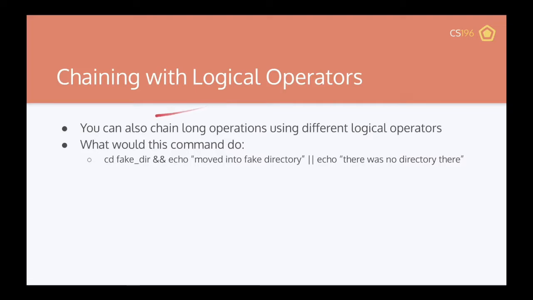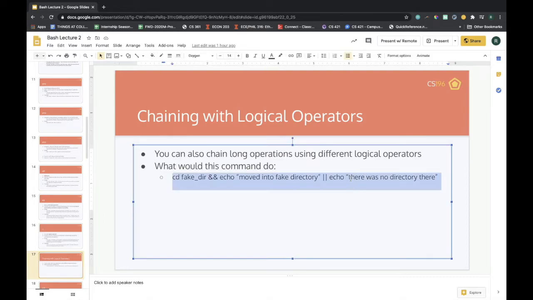Another cool thing you can do is you can chain logical operators. So you can chain long operations into one line using different logical operators. And that's really useful if you want to try to do multiple things at once with these checks, like with the OR statements, for example. So what would this command do? Take a look at this line here. And you can pause the video here and try and guess what this would do. I'm going to copy this so we can run this in our terminal window.